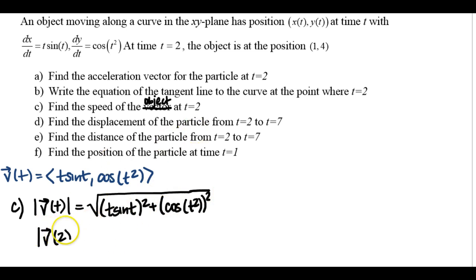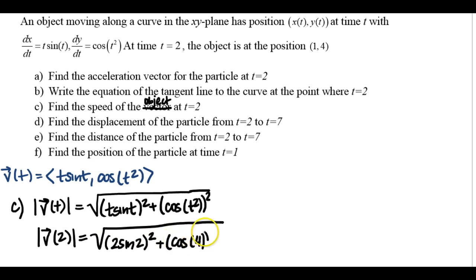This is another one I'm not going to be able to solve without a calculator, so I'm going to leave my answer exact and just substitute in a 2 everywhere there's a t. So my answer is radical, the quantity 2 sine 2 squared plus cosine of 4 squared. So this is the speed of the object at time 2. So now let's move on to part D.